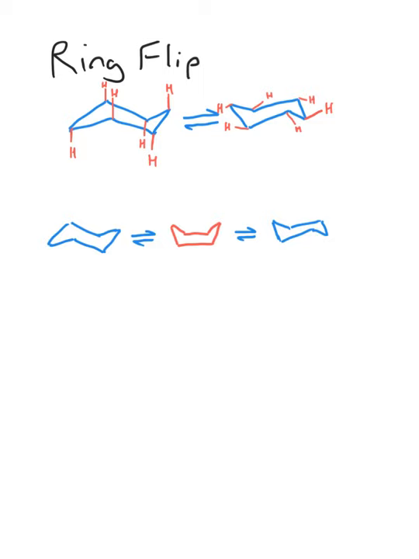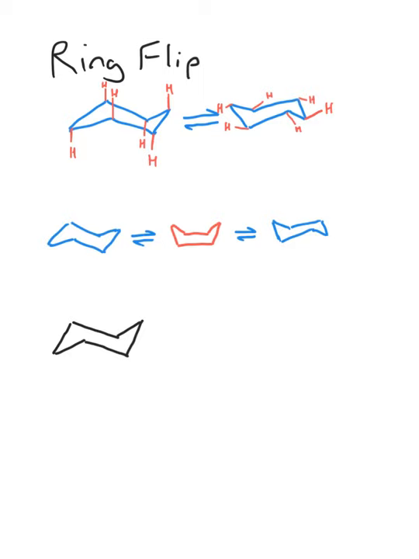This also brings us to the organic chemist joke of, why did the organic chemist drown? Because his boat turned into a chair. Ha ha ha. Okay, we're done.